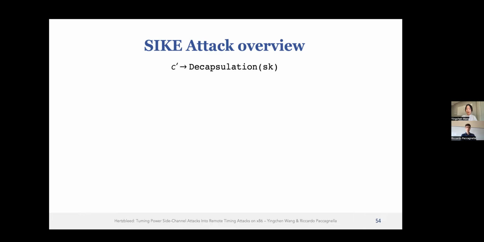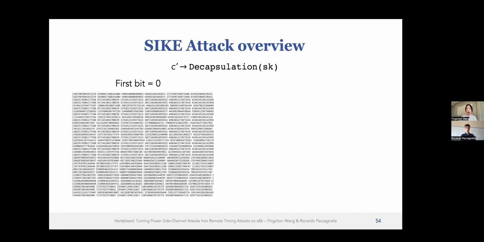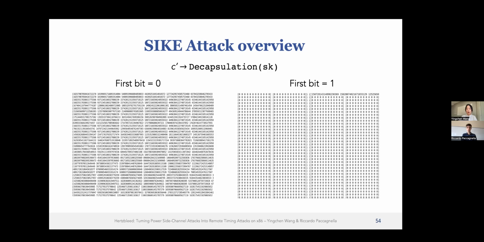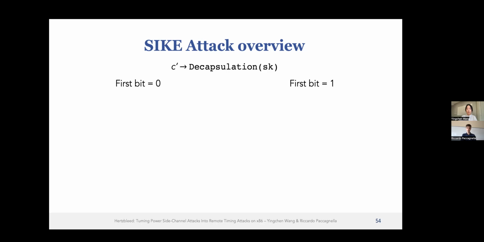Suppose you're trying to extract the first bit of this secret key, SK. If the first bit equals 0, a malicious ciphertext C' coming from the attacker can trigger the decapsulation algorithm to output a partial transcript of the algorithm state that looks almost random. However, if the first bit equals 1, the same ciphertext C' is going to trigger a partial transcript that looks like all 0.